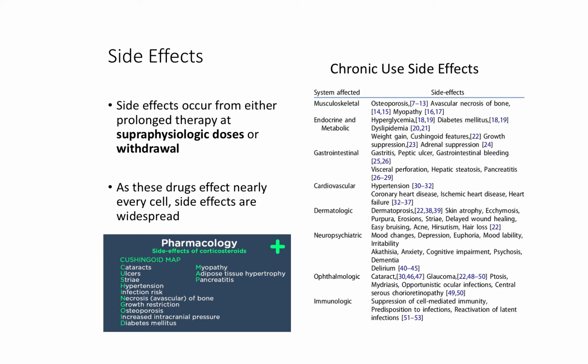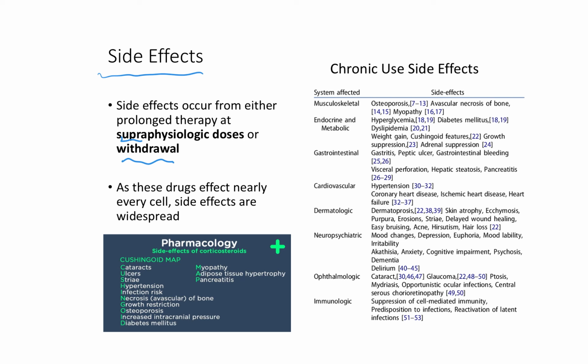All right. Spoiler alert. Not much of a spoiler because I've mentioned it a bunch of times. Because glucocorticoids act on every cell in the body, there's a ton of side effects from it. And you're either going to get those side effects from prolonged therapy at supraphysiologic doses. Supra means above, so greater than what we would make physiologically, or withdrawal from those substances.